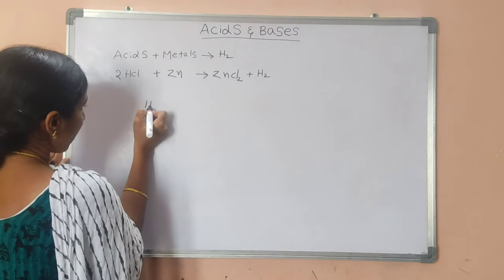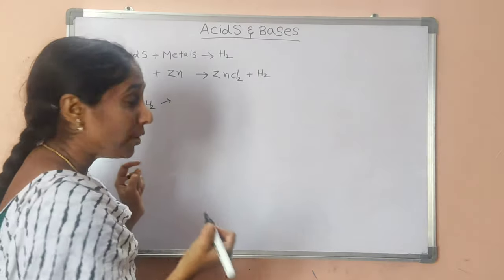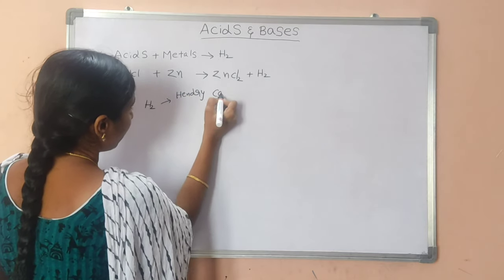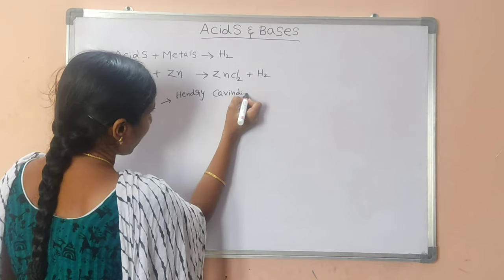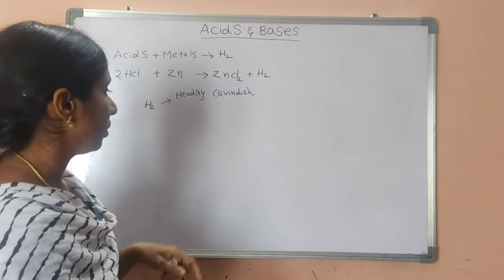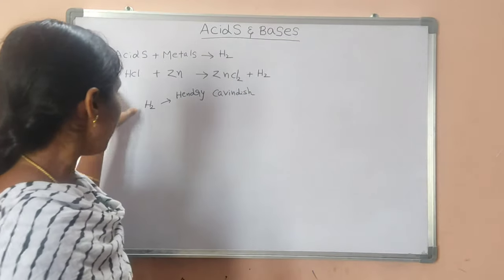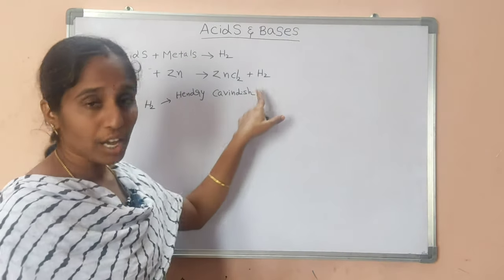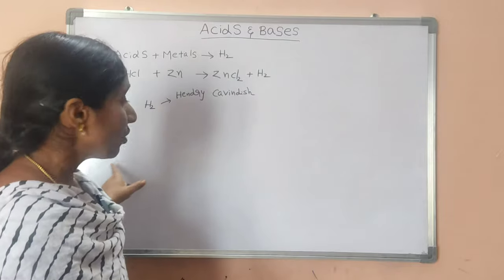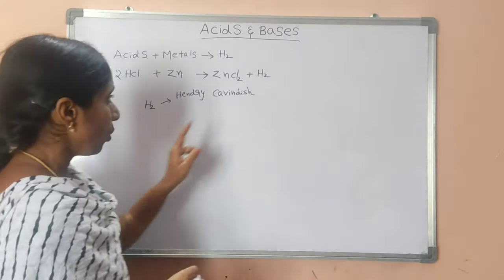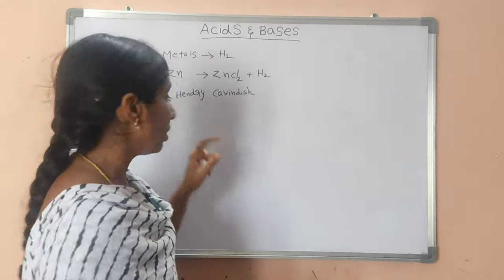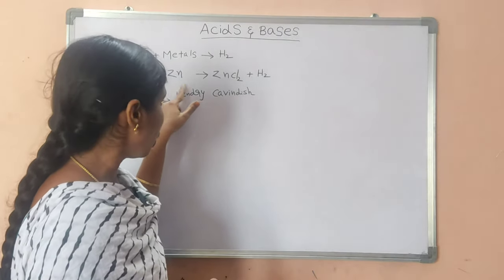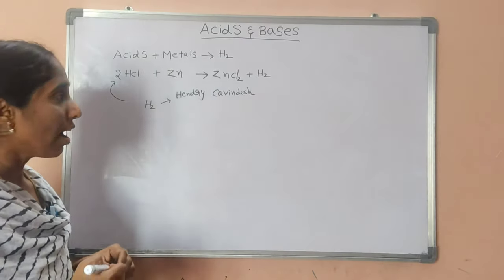Hydrogen gas was first prepared by Henry Cavendish. The scientist's name is Henry Cavendish. Who first prepared hydrogen gas? Henry Cavendish. Which gas is released when acids react with metals? Hydrogen gas. Which of the following reactions is used to produce hydrogen gas by Henry Cavendish? This reaction: hydrochloric acid reacts with zinc to produce zinc chloride plus hydrogen.